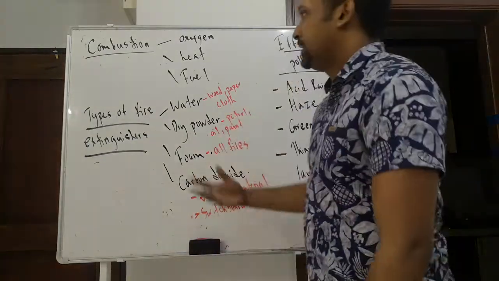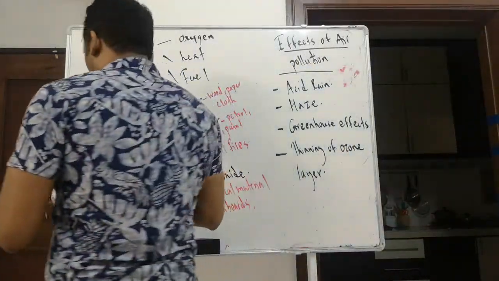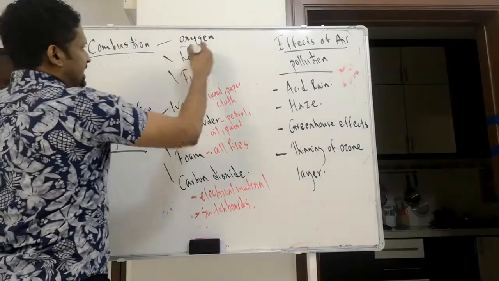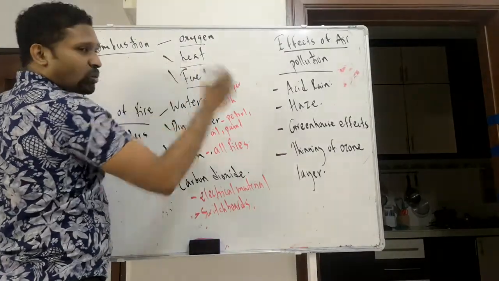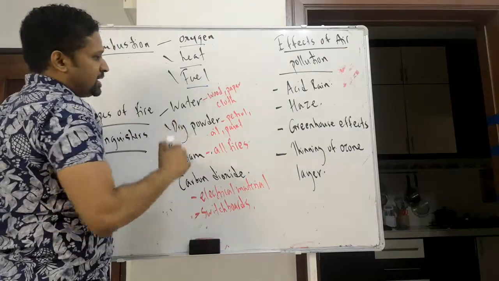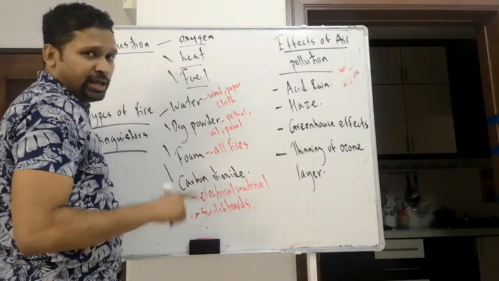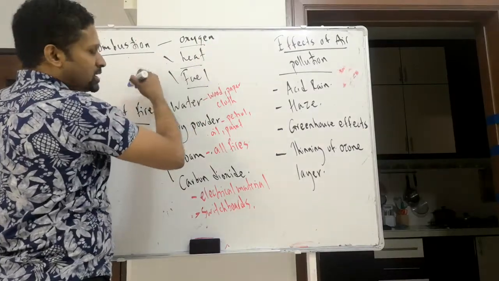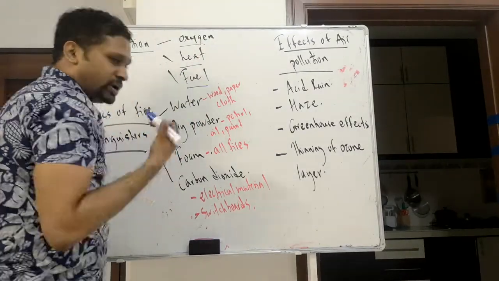Okay, yeah. Now guys, for this one here, combustion, the 3 factors that must be present for combustion to occur are oxygen, heat and fuel. Any one of it missing, combustion cannot occur. Pembakaran tidak boleh berlaku. So, if got no oxygen, got no combustion; got no heat, got no combustion; got no fuel, got no combustion.